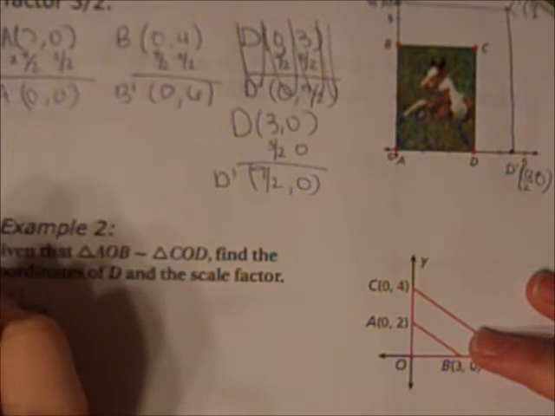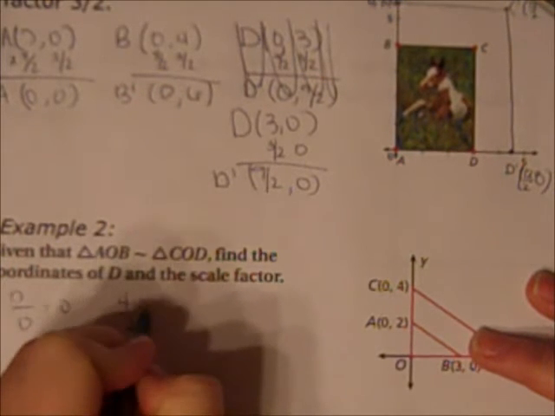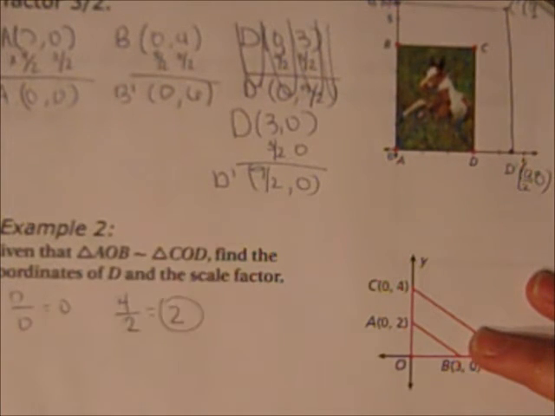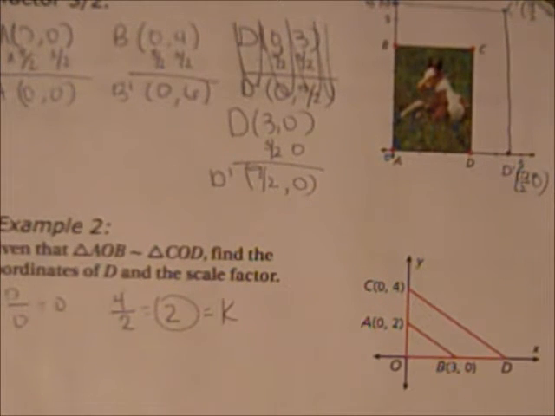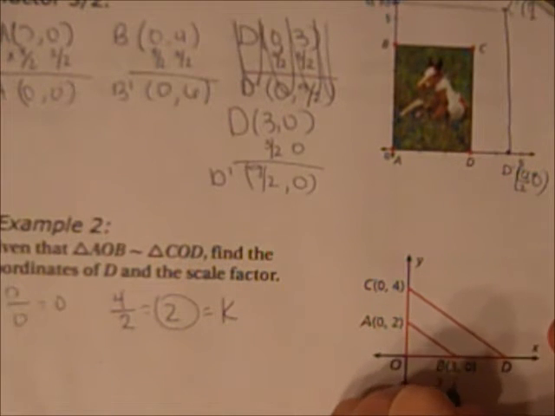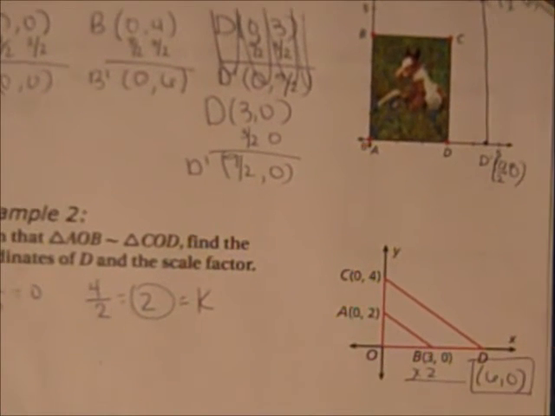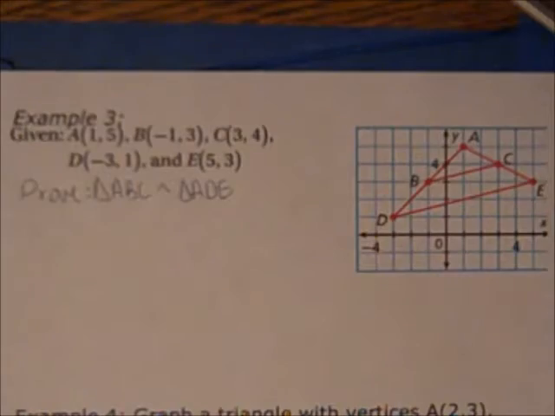So 0 divided by 0, that's not going to show you anything. But the 4 divided by 2, you're going to get 2. So that means your scale factor is 2. Everything is getting twice as large. So since B is at 3, if everything is getting twice as large, then D is going to just be at 6, 0. So this one is a really, really easy case, but just imagine this would be the same thing if these coordinates were 3/2 and 4, or anything weird like that. Okay? Alright.